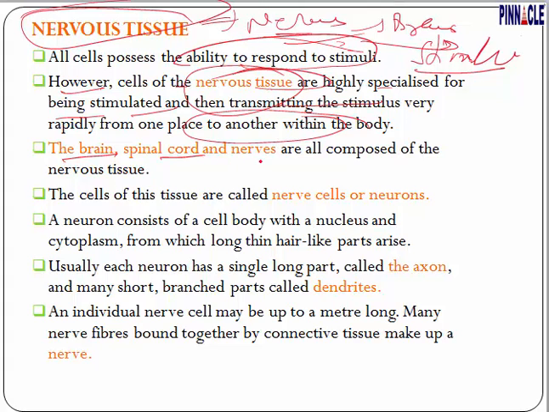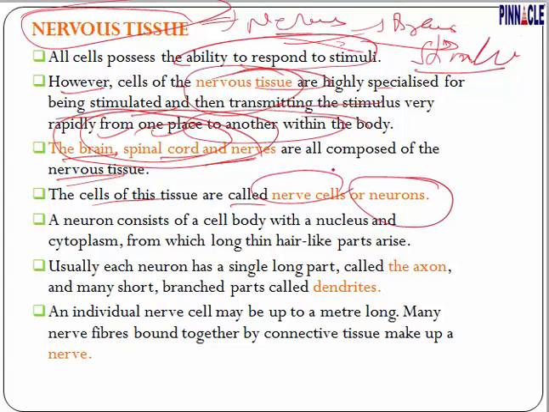Brain, spinal cord and nerves, these are the parts of nervous tissue. Cells of this tissue are called nerve cells or neurons. Very important, neuron is related with the nervous system. A neuron consists of a cell body. Neuron in fact is the longest cell of our body, and nucleus is there, cytoplasm is there, but long thin hair-like parts arise, which we call dendrites.